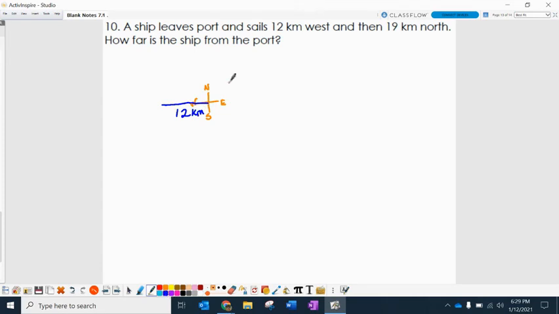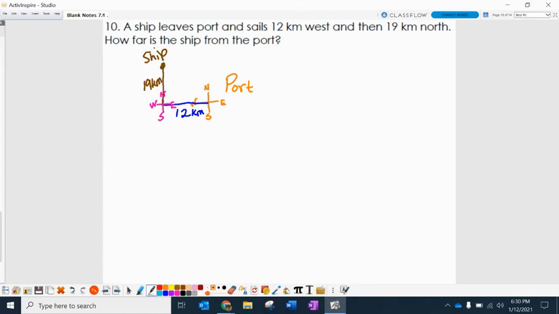So this was our port that the ship was starting at. And we went 12 kilometers west. When you get to the end of that length, make your compass mark again for your northeast, southwest. Now it says, then the ship went 19 kilometers north. That means exactly north. So we're going exactly north 19 kilometers. So this is where my ship ended up. It started at the port. It went 12 kilometers west, 19 kilometers north, and now here it is out in the water.